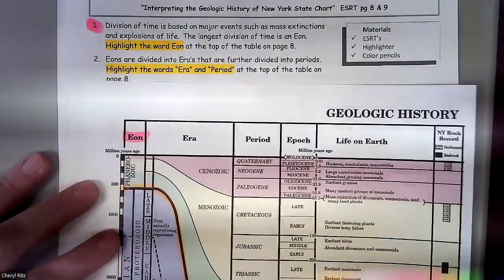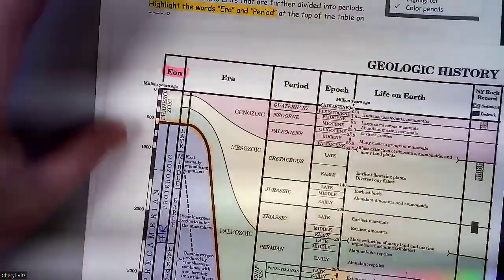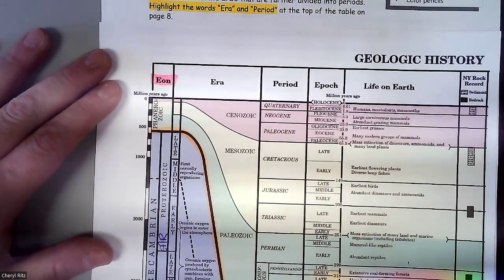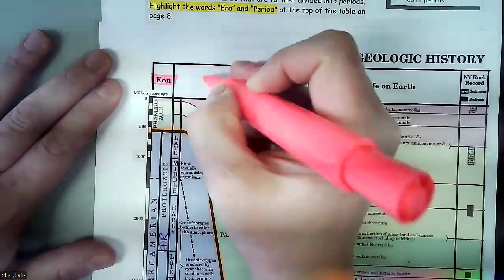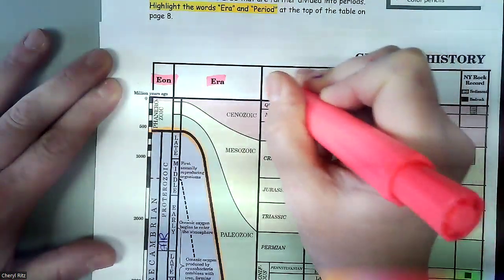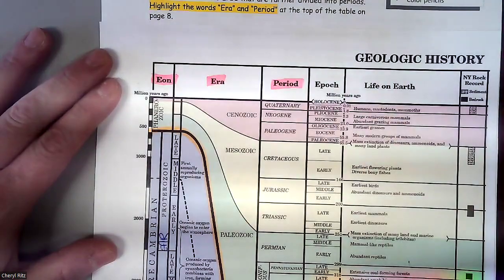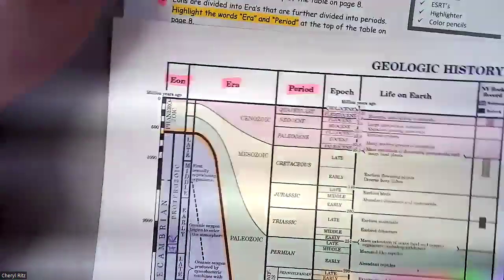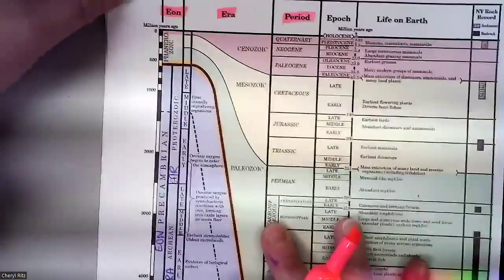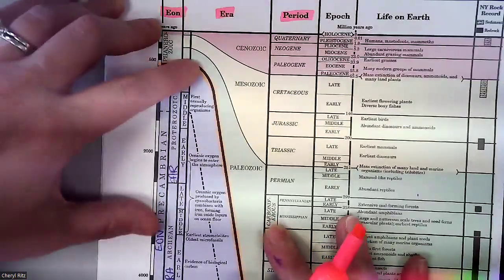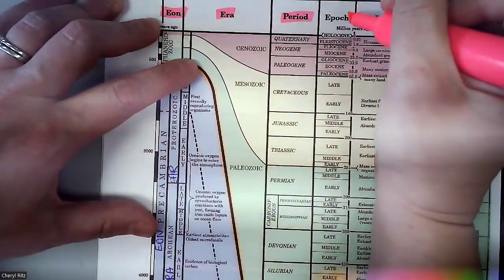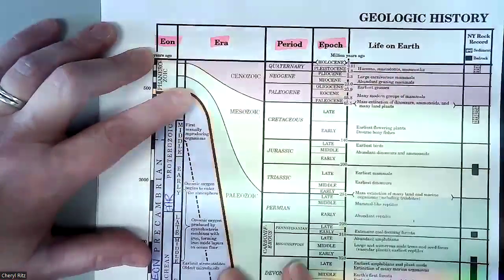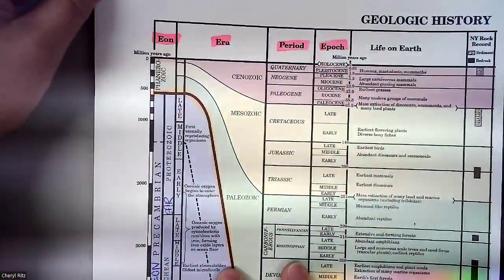Number 2 says eons are divided into eras that are further divided into periods. Highlight the word era and period at the top of page 8. That's step 2. Number 3, finally, each period is divided into epochs. Highlight the word epoch. That's number 3. Wow, we're just whipping right through this.